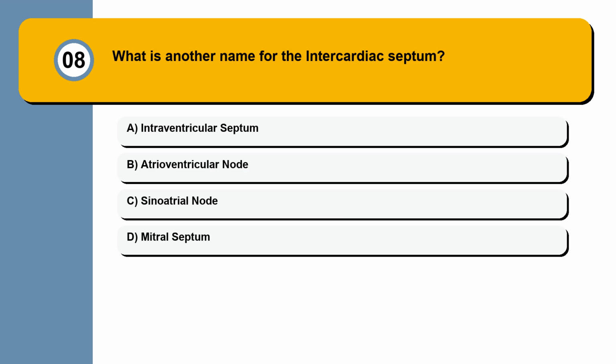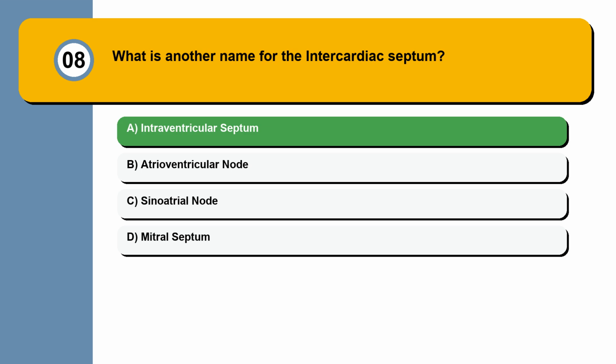Question 8. What is another name for the intracardiac septum? Intraventricular septum, atrioventricular node, sinoatrial node, mitral septum. Intraventricular septum.